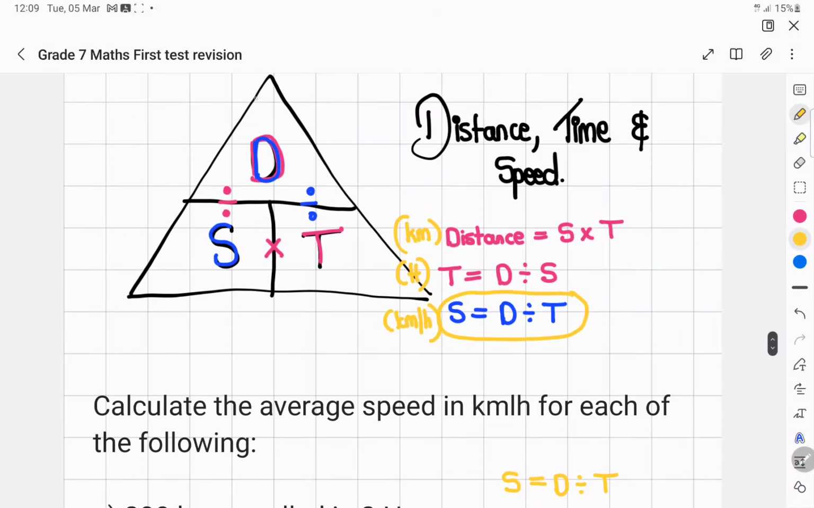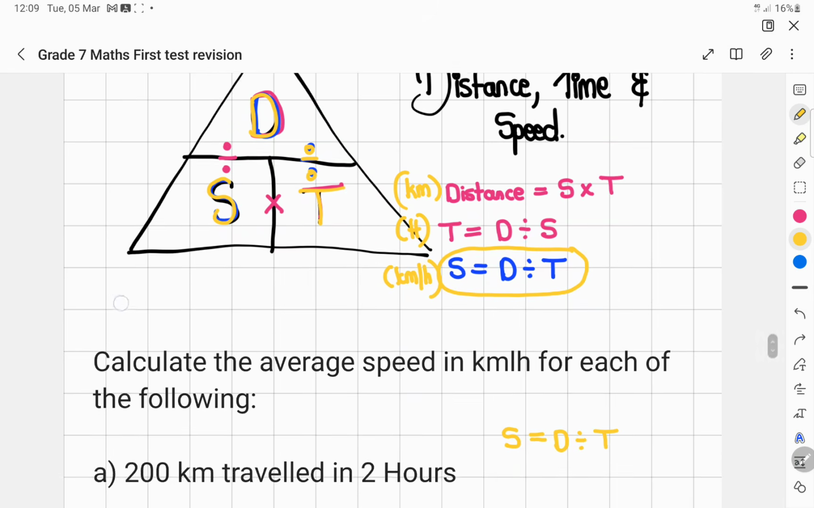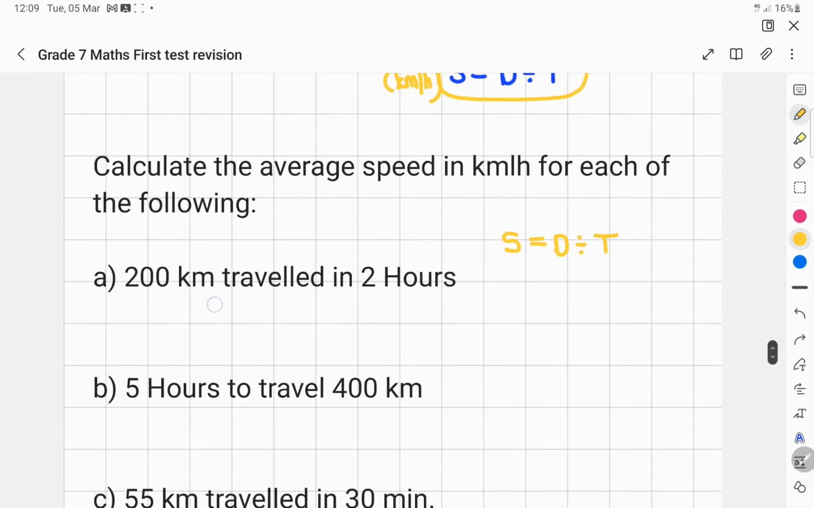How do I remember that? By using my triangle. Speed is equal to distance divided by time. Okay, why? Because it creates like a fraction over there. Okay, so now the speed is equal to, if I say to you 200 kilometers traveled in 2 hours, can you see that this is your distance? Because the distance you covered was 200 kilometers. And this is your time because it took 2 hours. So it's your distance divided by your time, which is 2. So your speed was 100 kilometers per hour.